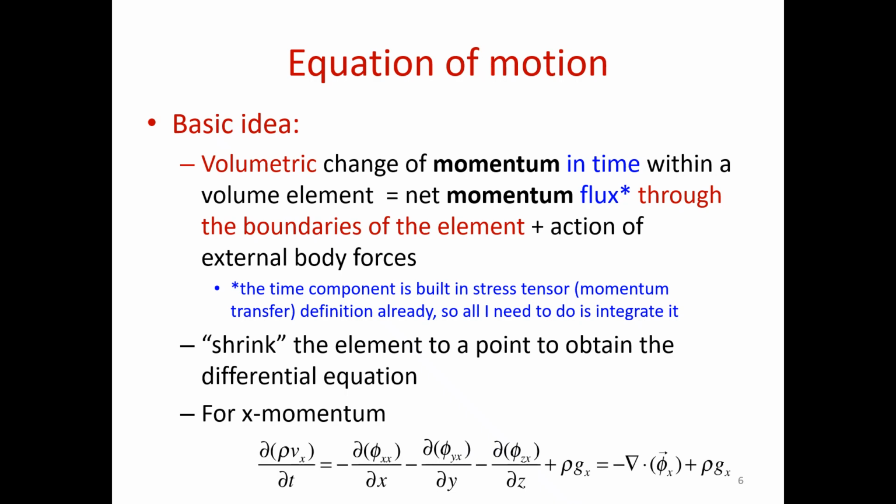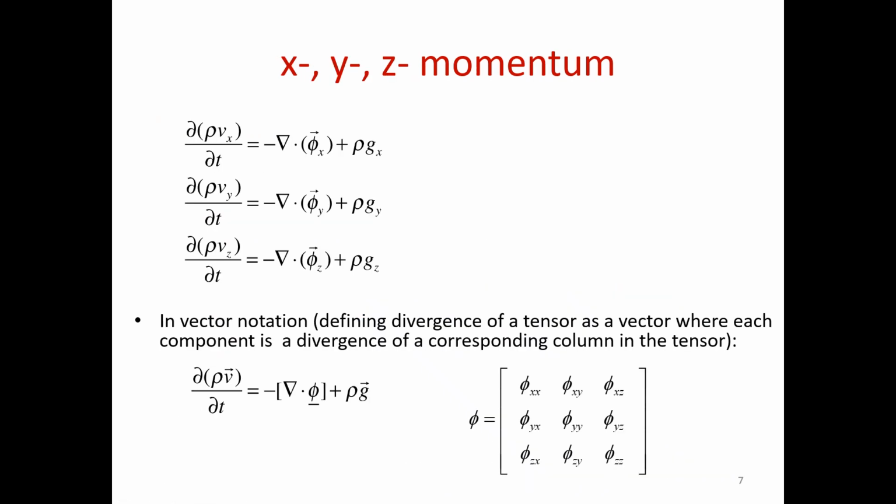Okay. So this is, by definition, a vector that we refer to as x momentum. It's x momentum going across the x plane, x momentum going across the y plane, and x momentum going across the z plane. That's what I refer to as phi x, and this is really just the divergence of that vector. And I have the same for y and z. And those are my momentum equations.